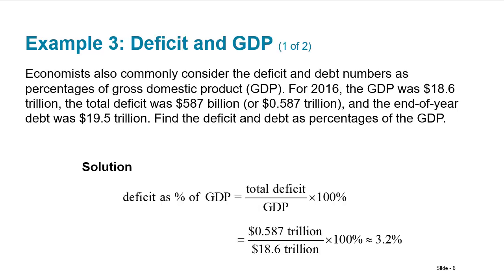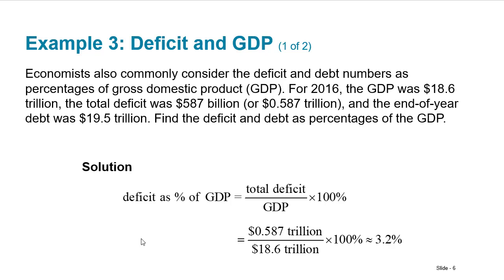So economists also commonly consider the deficit and debt numbers as percentages of gross domestic product, the GDP. For 2016, the GDP was 18.6 trillion. The total deficit was 587 billion, or 0.587 trillion, right? Because it takes 1,000 billion to get a trillion. And at the end of the year, debt was 19.5 trillion. Find the deficit and debt as percentages of the GDP.